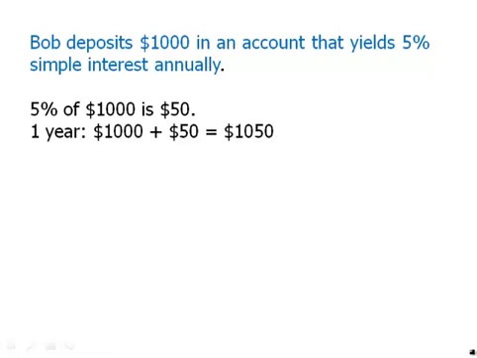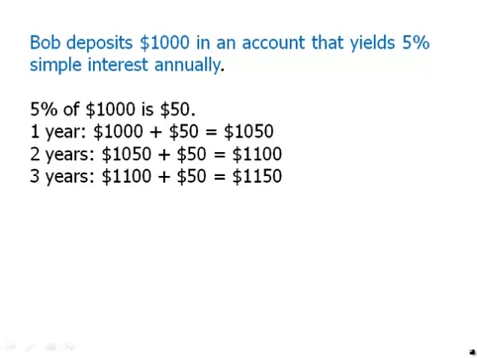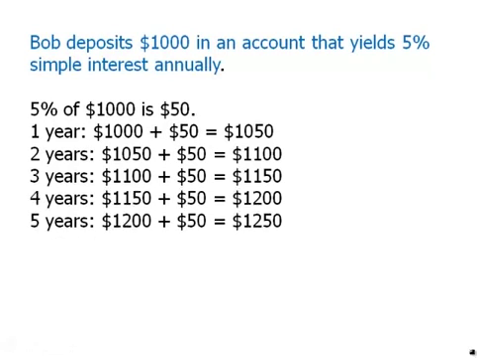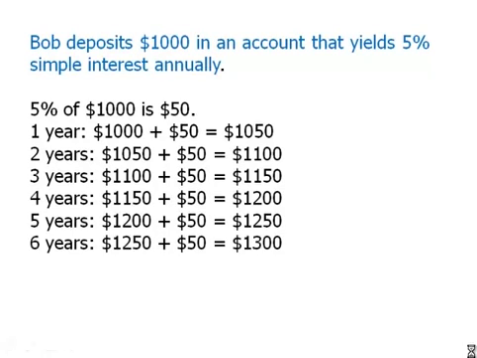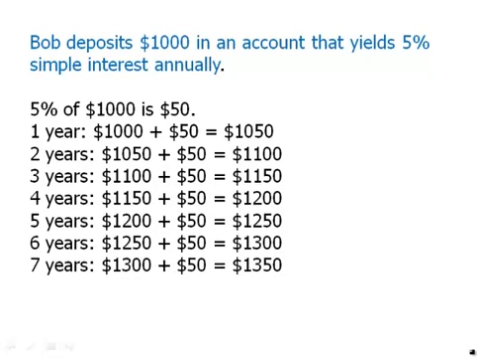So in the first year, $1,000 plus 50, we get $1,050. Then in the second year, we add $50 again. Then we add $50 again. And in each year, all we're doing is adding that same amount, $50. And so the account is rising by $50 each year. The exact same dollar amount is added each time.